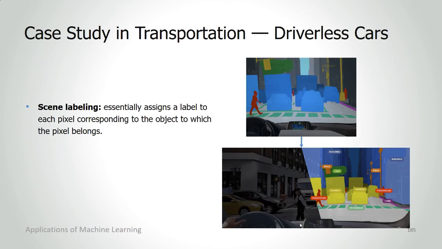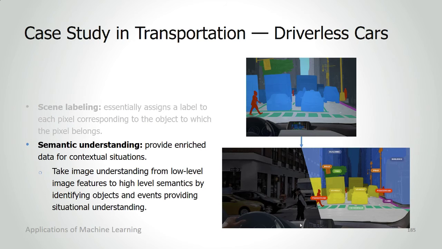That's very time consuming. A second level, which is more complicated, is to provide semantic understanding, which is providing enriched data for contextual situations. So it's not just the objects, but you're providing context. You're taking image understanding from low-level features to high-level semantics by identifying the objects and the events, providing situational understanding. So you have a pedestrian walking in a crosswalk. There's a curb here. So it's got to understand the whole scene.